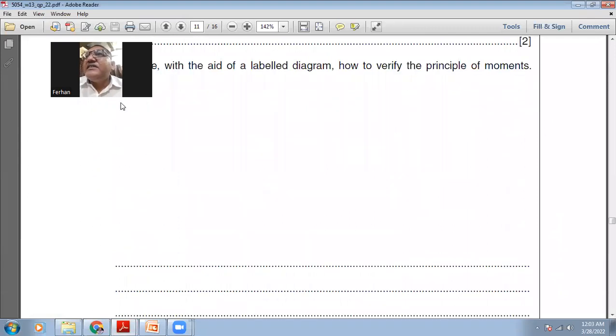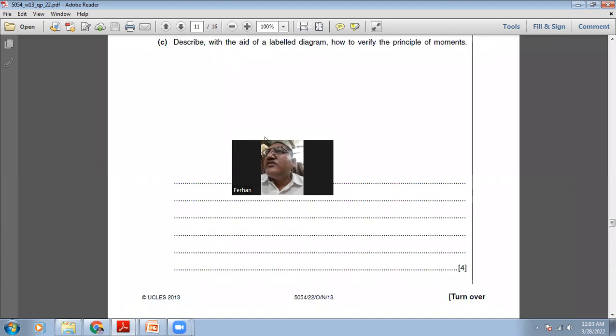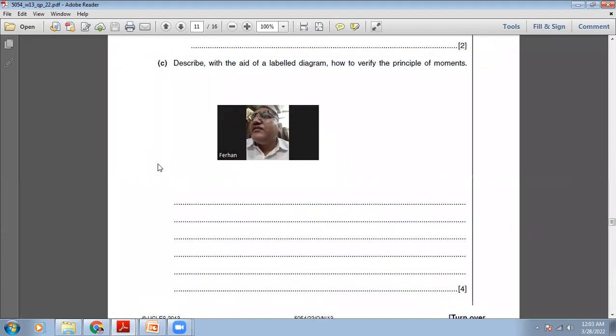He says, describe... the question is the C part of question number 9. They say it's a 4-mark question. They say, describe with the aid of a labeled diagram how to verify the principle of moments.